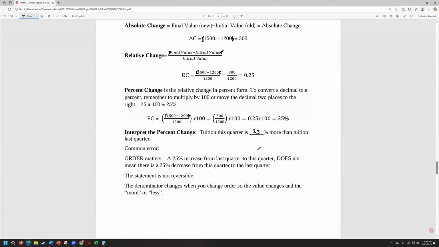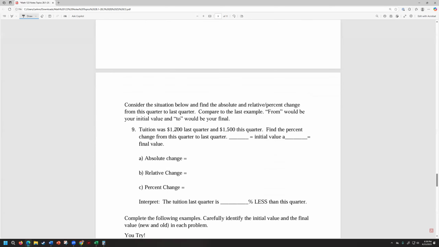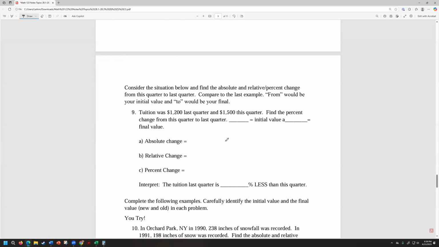Now here's something about absolute change and relative change and percent change that can get students. The order I did it in this time was from last quarter to this quarter. If you change that, it is not also going to still be 25% decrease. It's not going to just go the same percentage the opposite direction. It is not reversible. So I'm going to show you that we're going to take those exact two values that we did, and we're going to change the order this time and show you that you get a different percentage, okay? So consider the situation below and find the absolute relative percent change from this quarter now to last quarter.